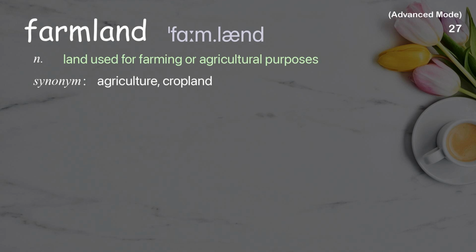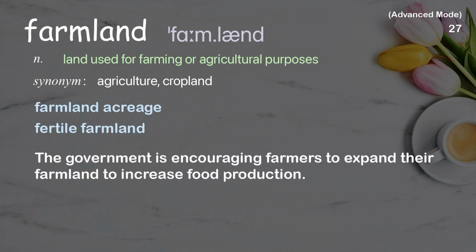Farmland. Land used for farming or agricultural purposes. Examples: Farmland acreage. Fertile farmland. The government is encouraging farmers to expand their farmland to increase food production.